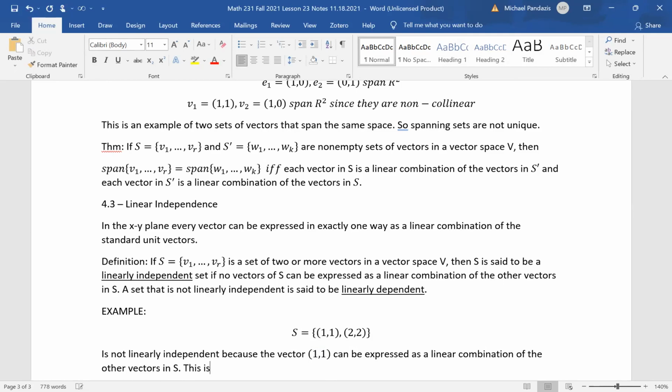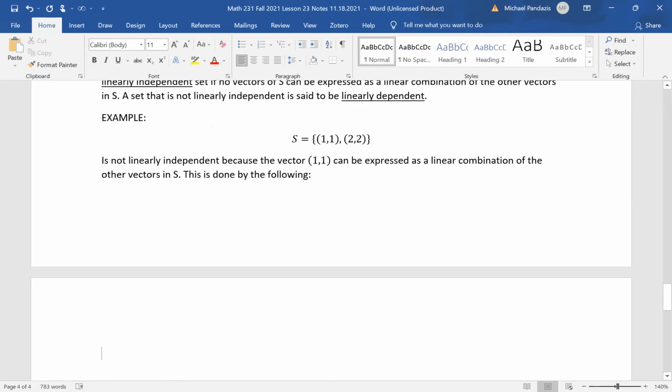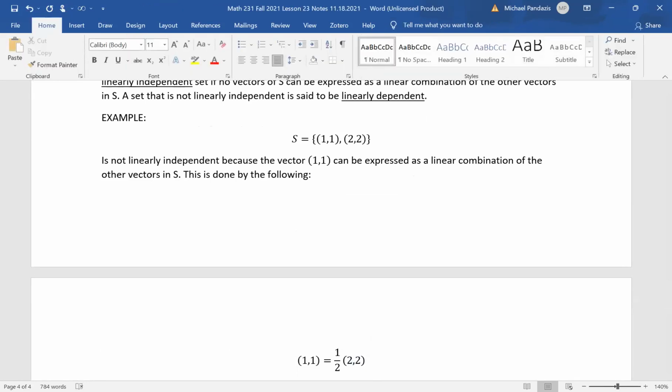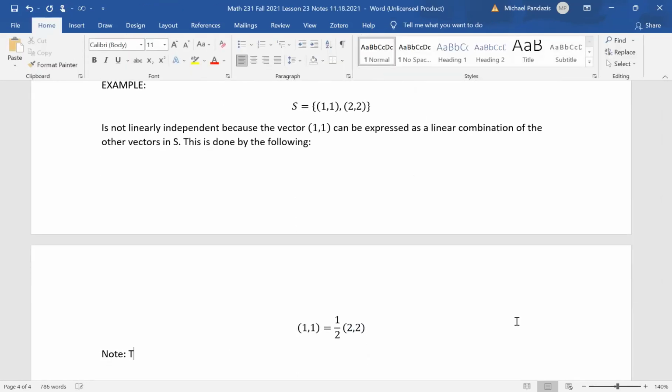This is done by the following. So you can say that (1, 1) is equal to 1/2 times the other vector (2, 2). Okay. Note that a constant multiple of a vector is a linear combination of a single vector.